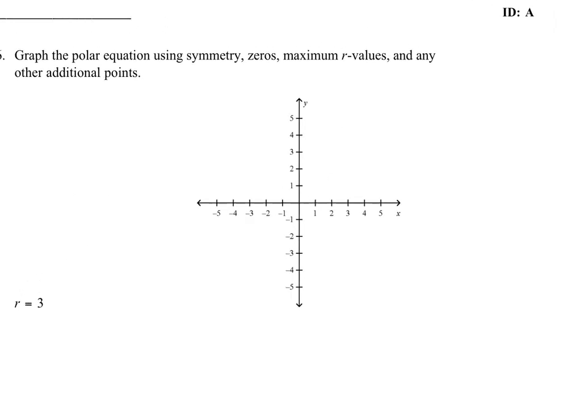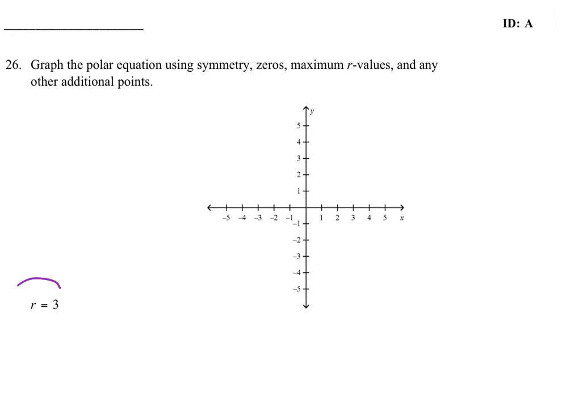And last but not least, this is a circle with a radius of 3. So center at 0, 0, radius of 3, and then literally just connect your points to make your circle.